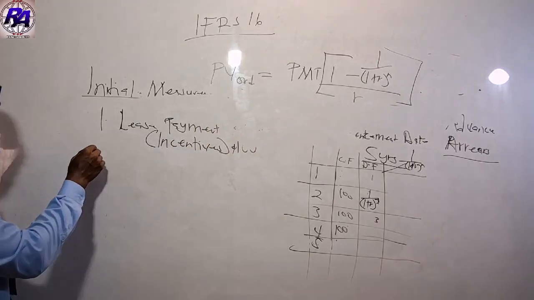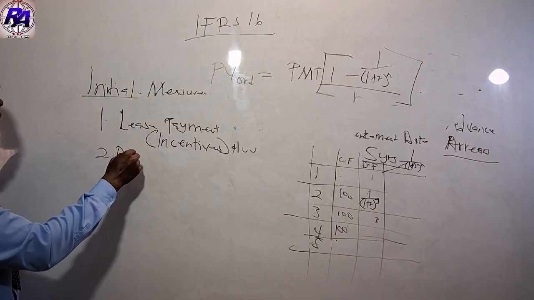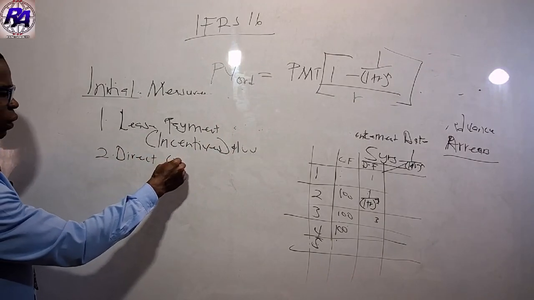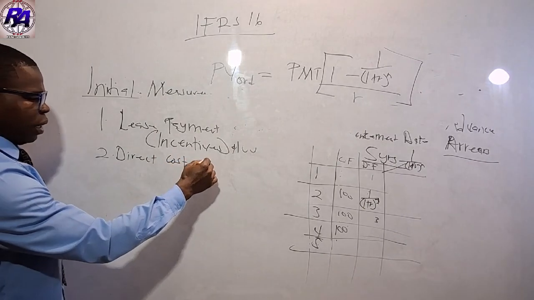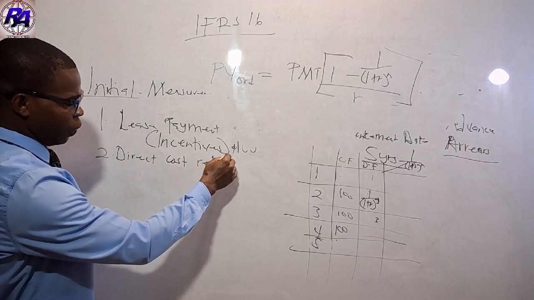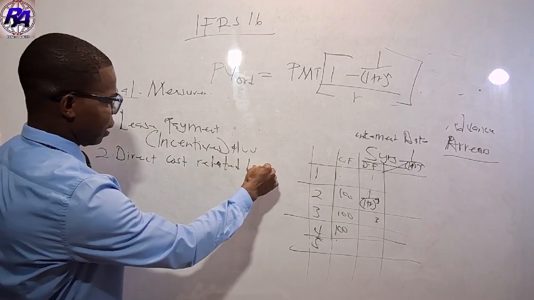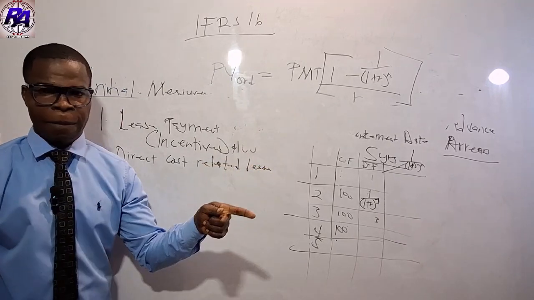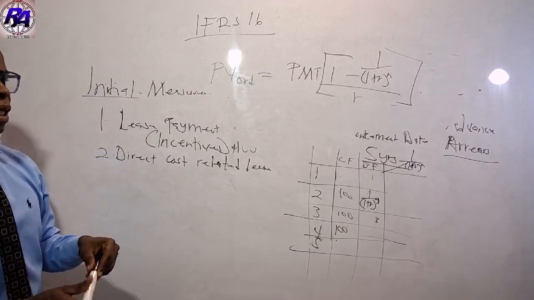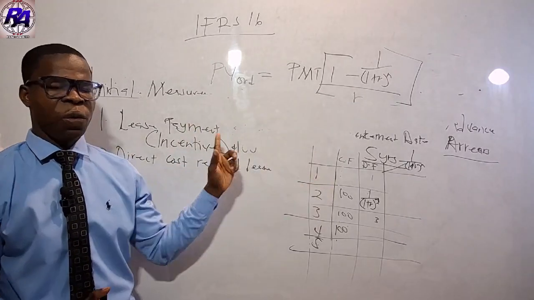The second one is any direct cost. Any direct cost related to the lease, any direct cost that was incurred by the lessee. So any direct cost incurred by the lessee and is related to the lease contract will also be captured here.